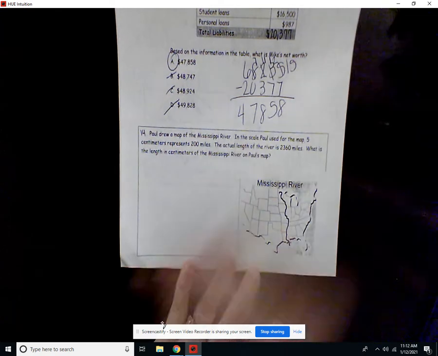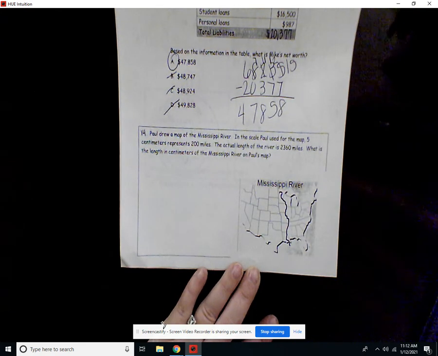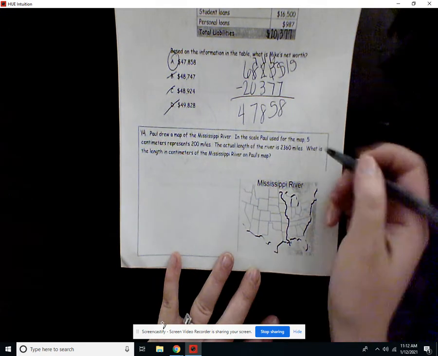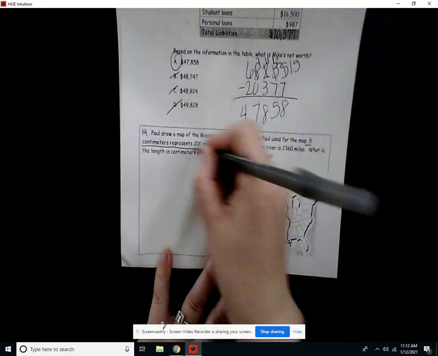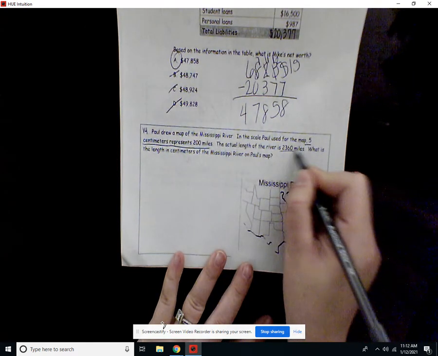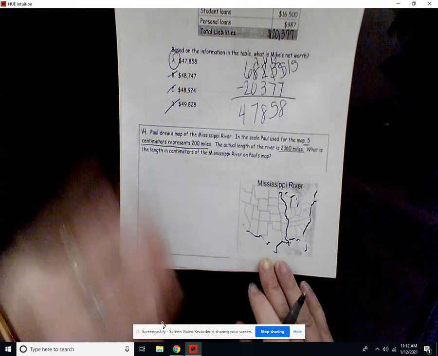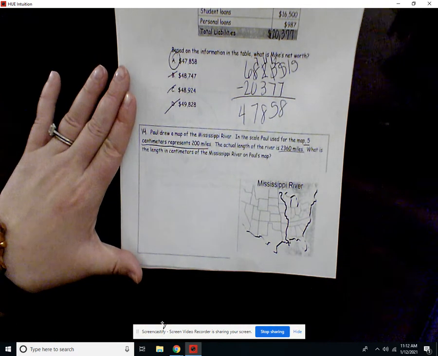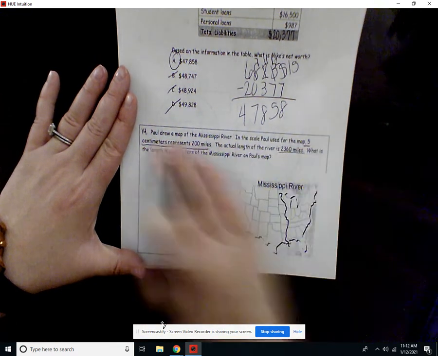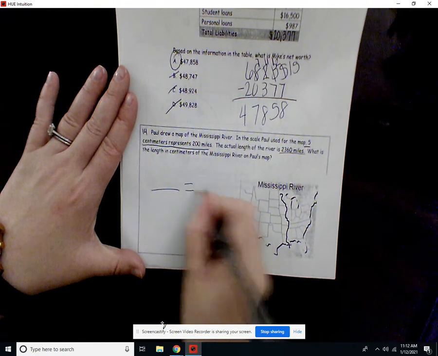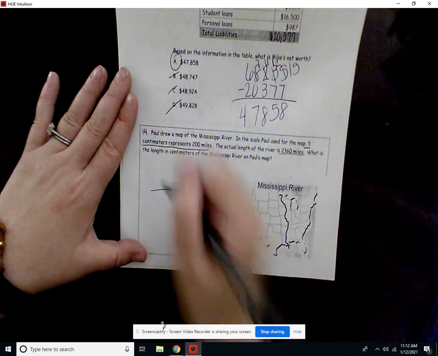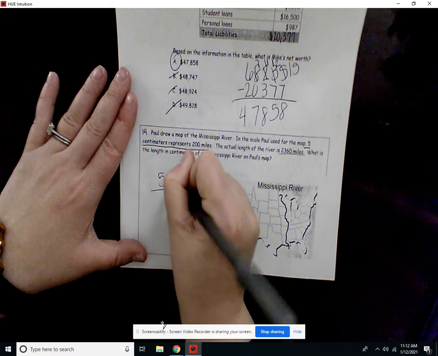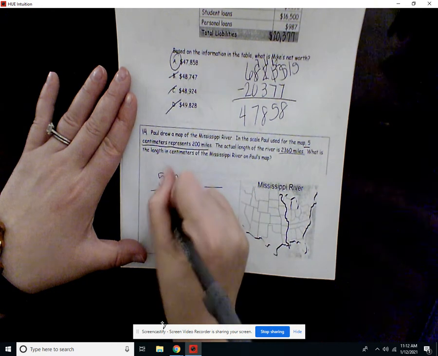All right, number 14, Paul drew a map of the Mississippi River. The scale he used for the map is 5 centimeters represents 200 miles. The actual length is 2,360 miles. What is the length in centimeters of the Mississippi River on Paul's map? So they give you your conversion. It's like we did the last few days. So 5 centimeters, again, it comes first, goes on top. 200 miles is going to go right below it.